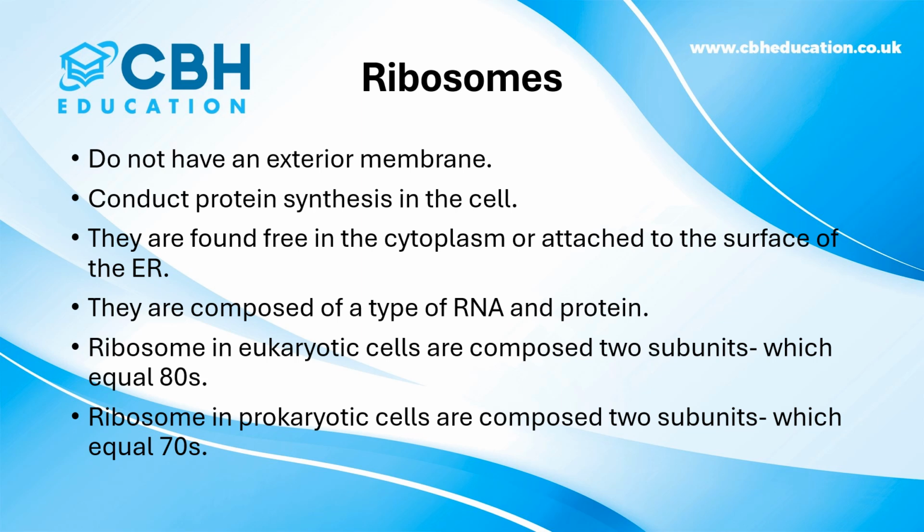So one of the things about ribosomes is they do not have an exterior membrane and conduct protein synthesis within the confines of the cell. They are free in the cytoplasm or attached to the surface of the endoplasmic reticulum, and they're composed of a type of RNA and protein. Now, there are differences in ribosomes in eukaryotic cells and prokaryotic cells. In eukaryotic cells, they consist of two subunits which are equal to 80S, and in prokaryotic cells, they consist of two subunits which are equal to 70S.